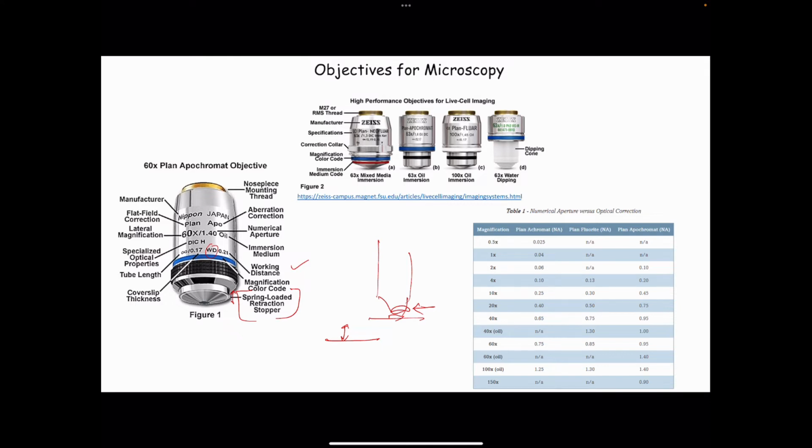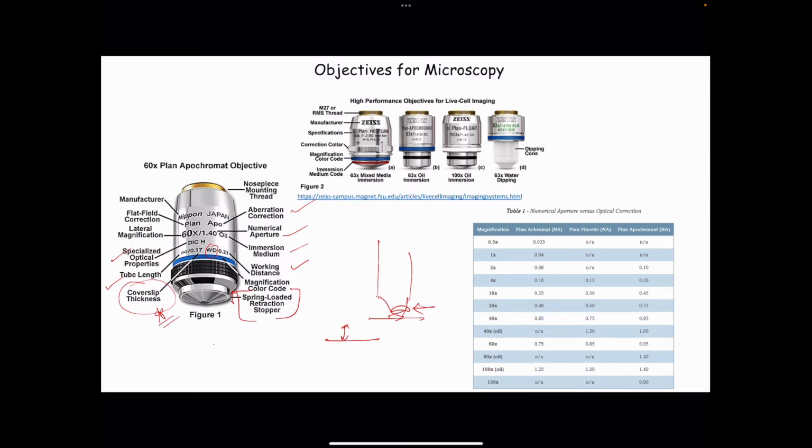Okay, so numerical aperture done, aberration correction done, immersion medium done. There are specialized optical properties done. Tube length, you can read, or I will also make a video to do that. Okay, there's another factor which is cover slip thickness.